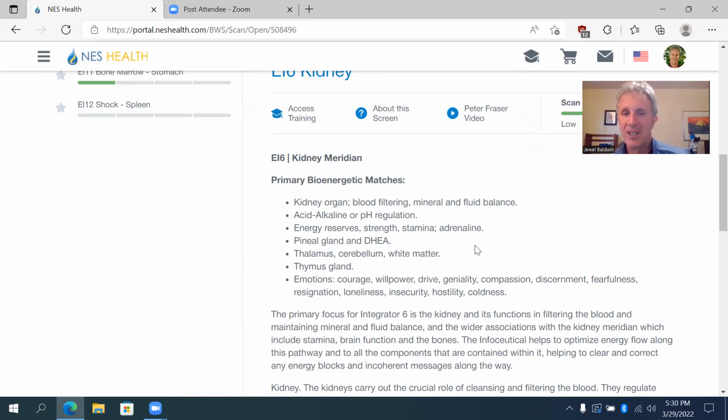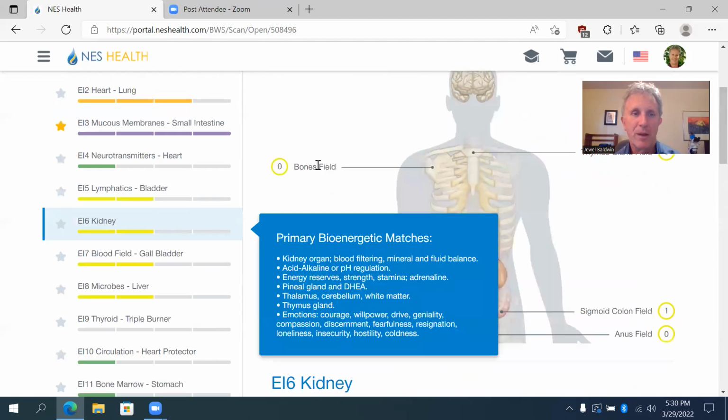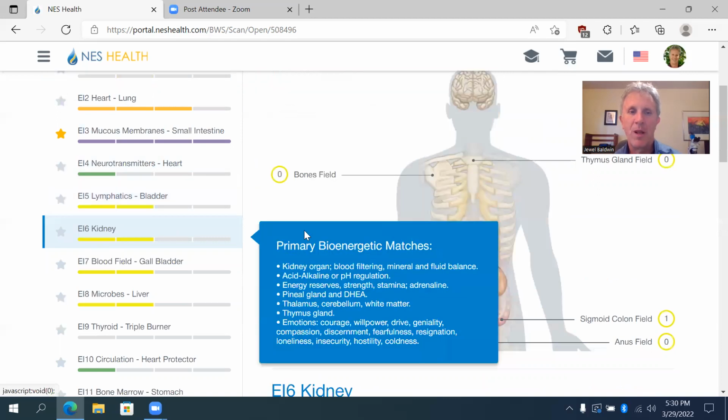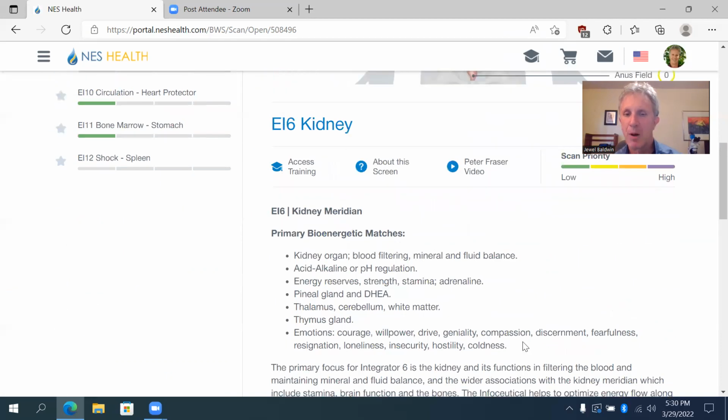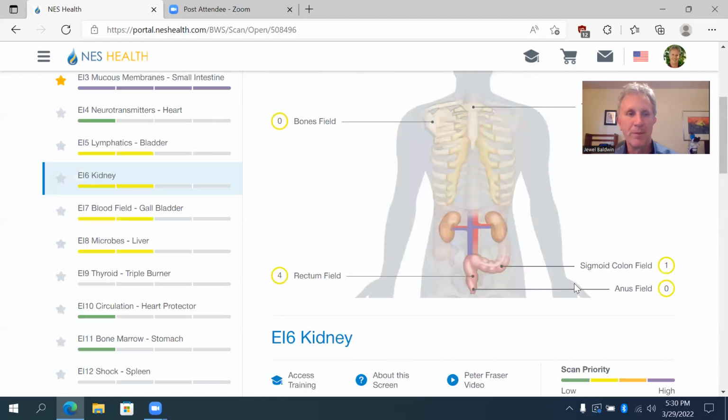Pineal gland and DHEA, okay, hormonal function is tied in here very closely, and emotional factors too. Fearfulness is the major kidney energy that we're aware of, insecurity, loneliness, fearfulness. So when any of these integrators get tagged as purple, those are the organs and emotions that are most likely up for healing, supporting, processing.